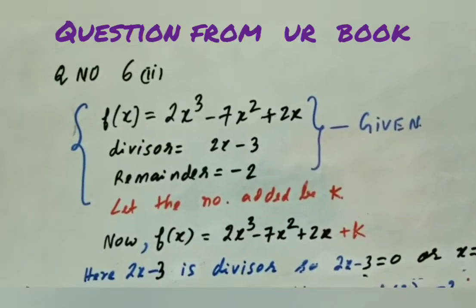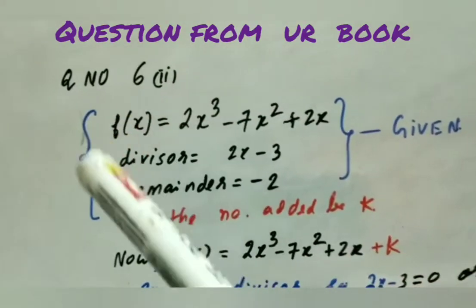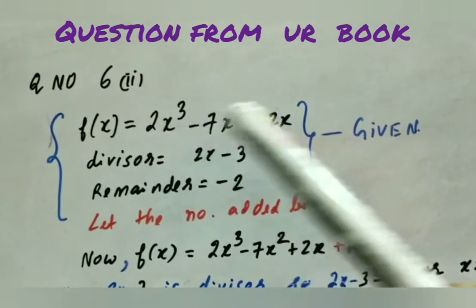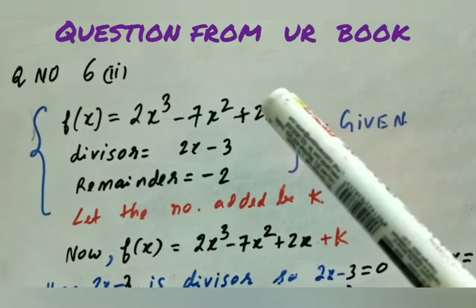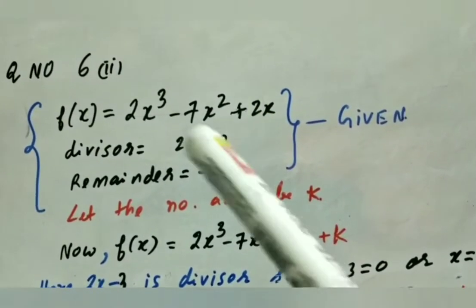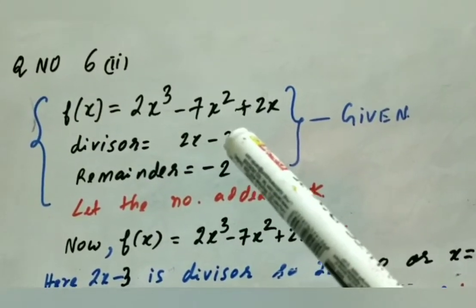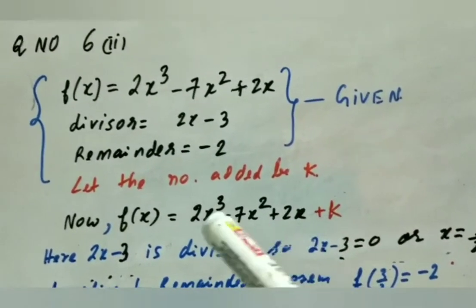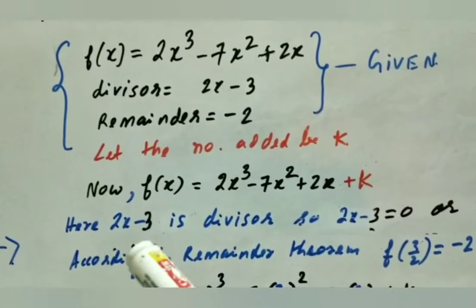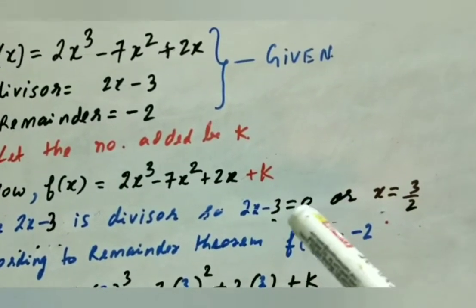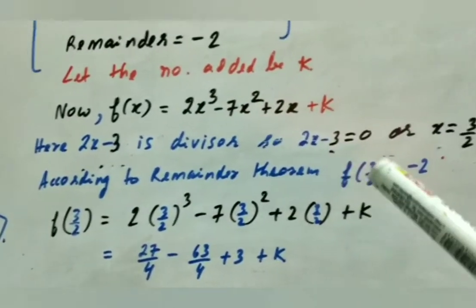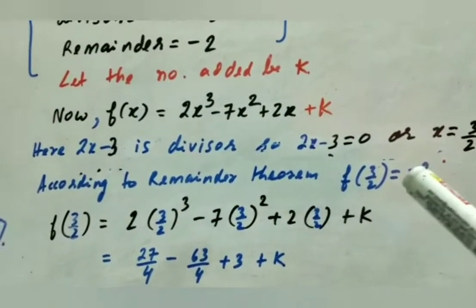This is question number 6, second. Now this is given. The question is, what number should be added to this f(x) so that it leaves a remainder of minus 2 when divided by this divisor. So f(x) is given, let the number added be k. Here 2x minus 3 is a divisor, so 2x minus 3 is 0, x is equal to 3 by 2. So according to the remainder theorem, f(3/2) should be equal to the remainder, minus 2.